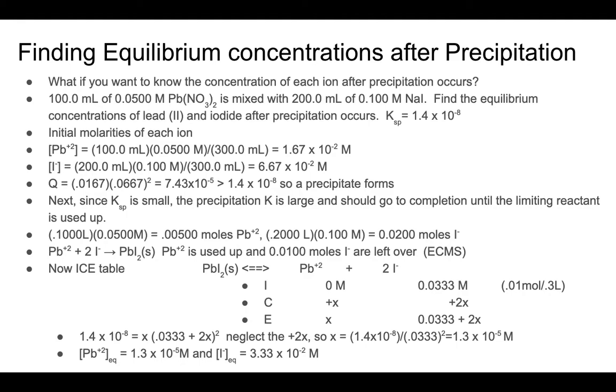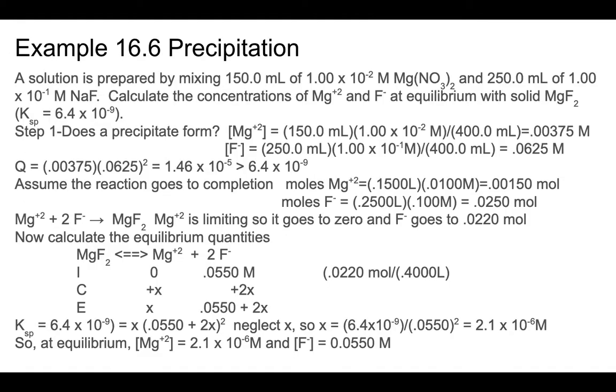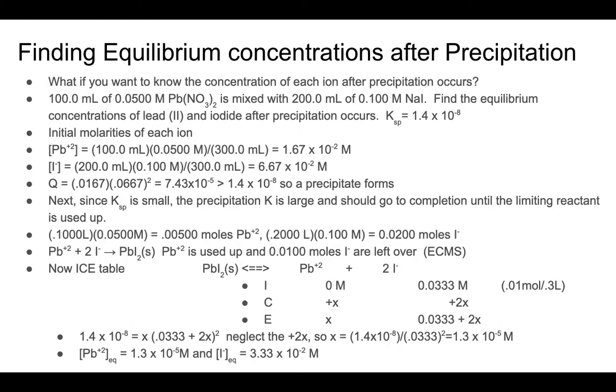And it's in 300 milliliters, or 0.3 of a liter. Well, 0.01 moles divided by 0.3 is 0.0333 molar I minus. We don't start with 0 I minus, we start with 0.0333 molar I minus. However, with no lead, we can't shift to the left, so we have to shift to the right. So the change is going to be plus X for lead and plus 2X for I minus. So our equilibrium amount is going to be X for lead plus 2, and 0.0333 plus 2X for I minus.